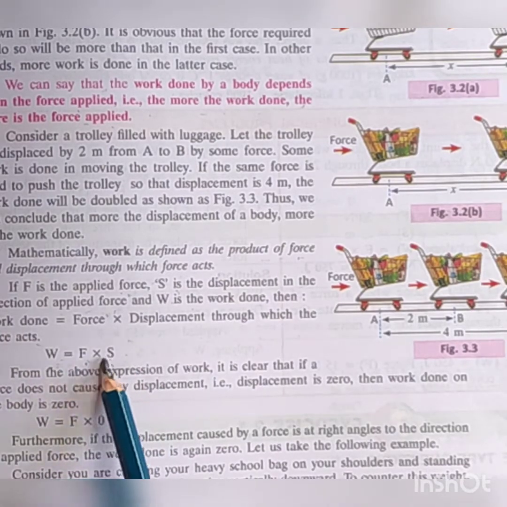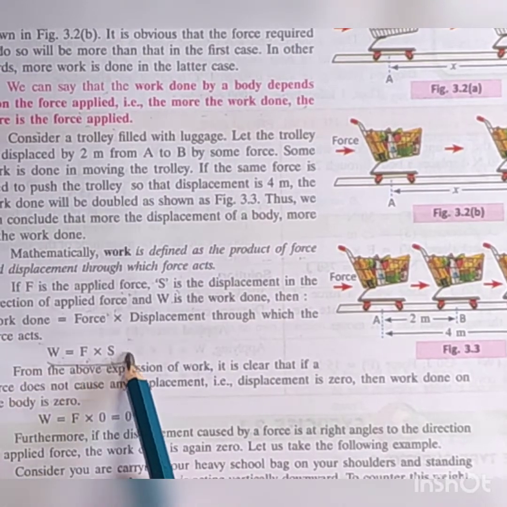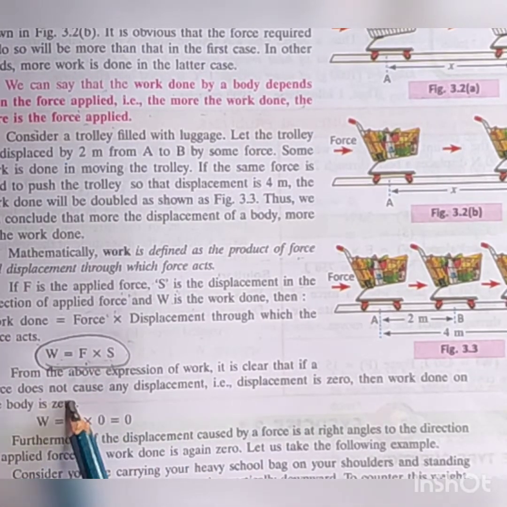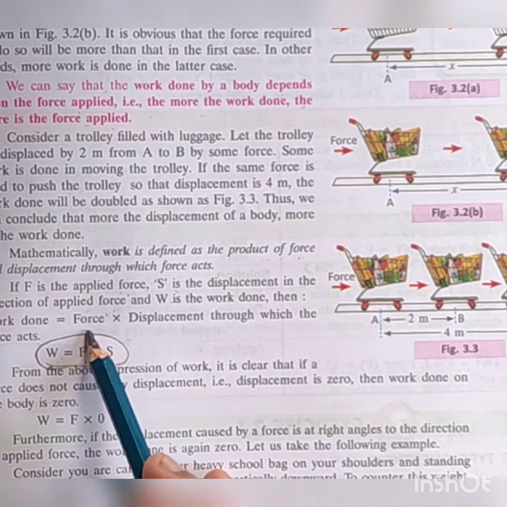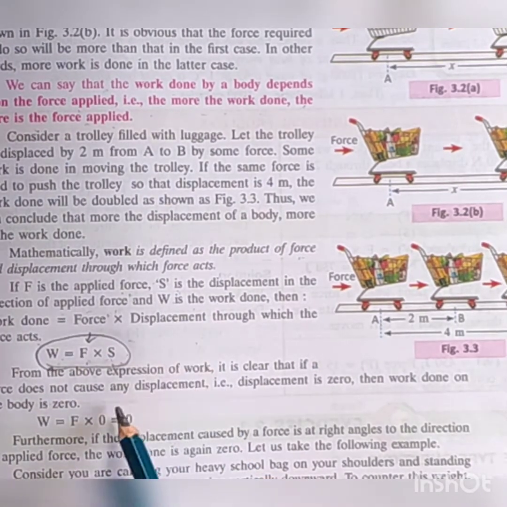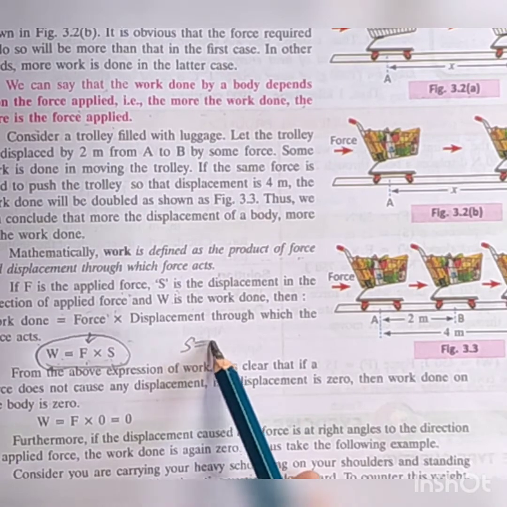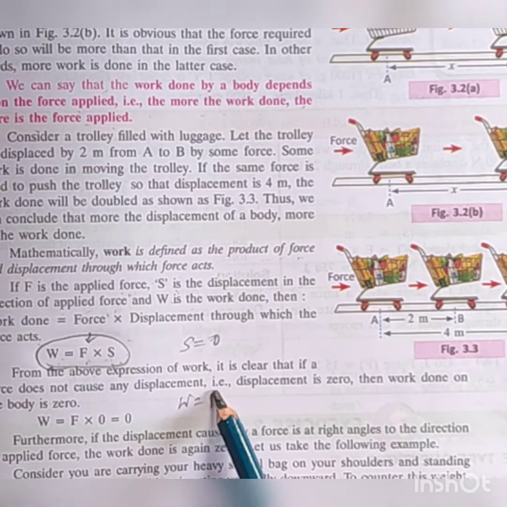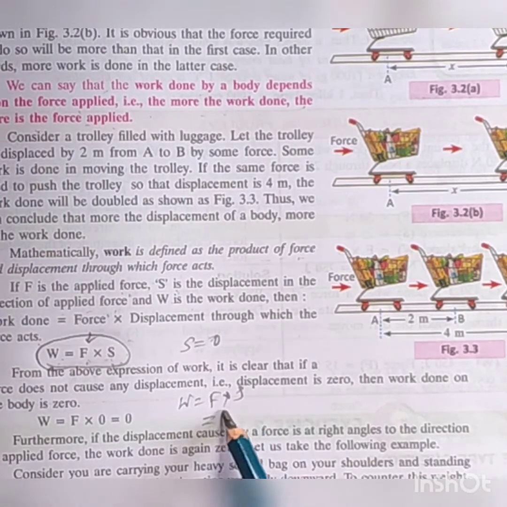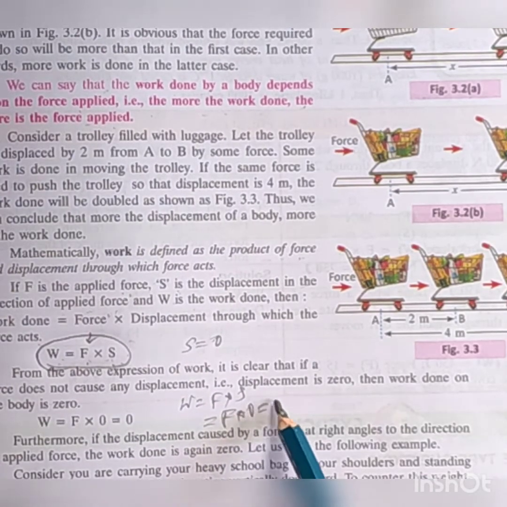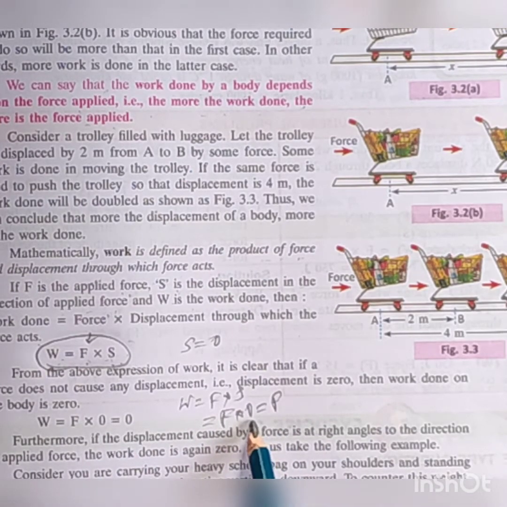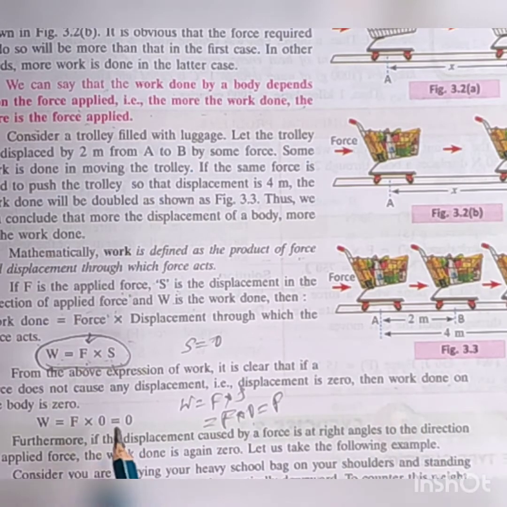From the above expression, it is clear that if the force does not cause any displacement, then what will happen? Displacement S equals 0. So W equals F into S, equals F into 0, equals 0. So we can clearly say that if there is no displacement, then no work is done. The work done by the body is 0 in physics.